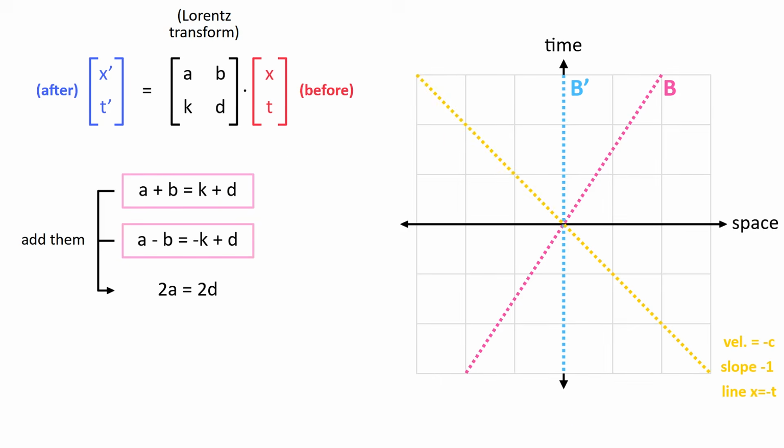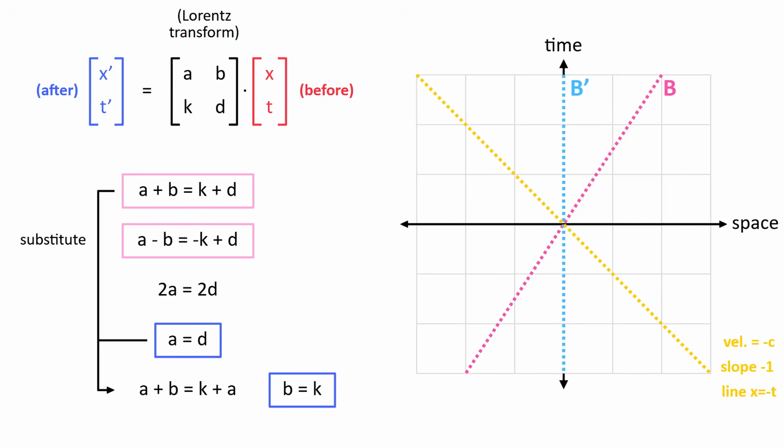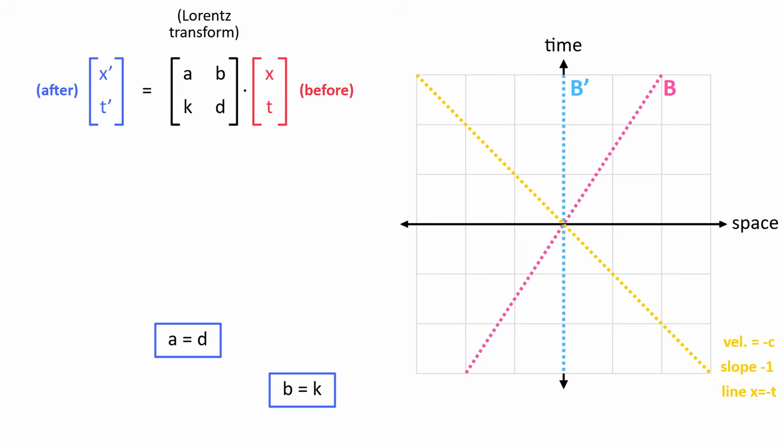B and k both cancel out, and we find that a equals d. And then substituting this in the first tells us that additionally, b equals k. This means the original matrix can actually be written as ABBA, so now we only have two things left to calculate. To do so, we'll use the same technique from earlier.